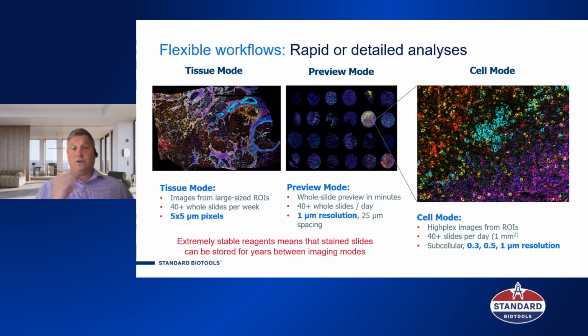We also have two modes that go together. The preview mode, which is a 1 micron resolution, so a small pixel, but we take one every 25 microns. So this gives a really low resolution image of what you're looking at, but it's all 40 or 42 markers at the same time. So this allows you to decide which areas do I want to go in and get high resolution images at 1 micron resolution. We do also have 0.3 and 0.5 micron resolution available as well.